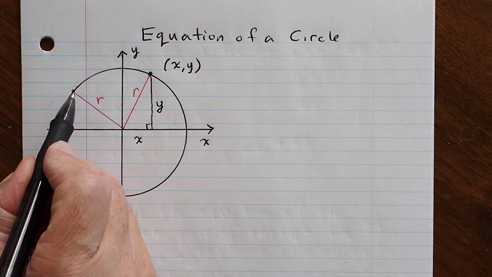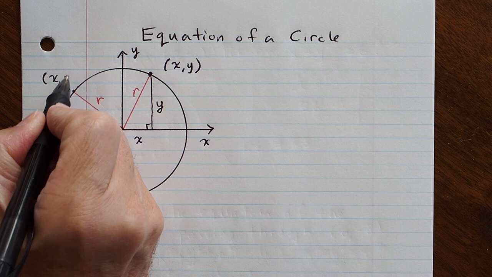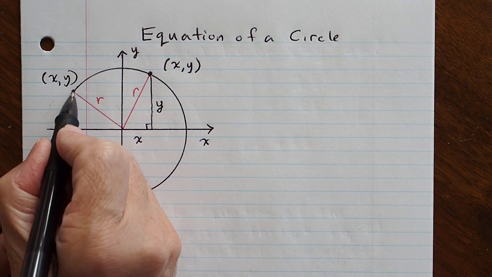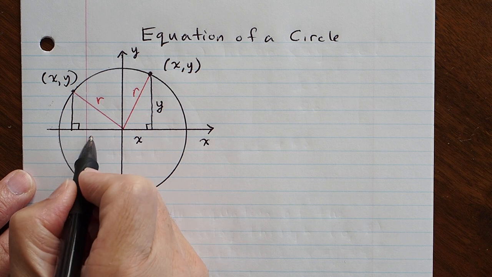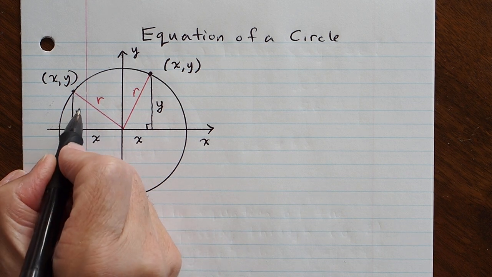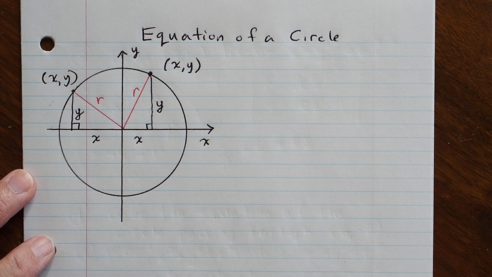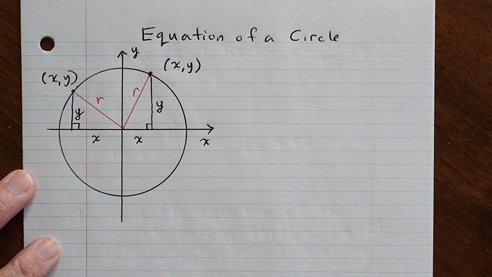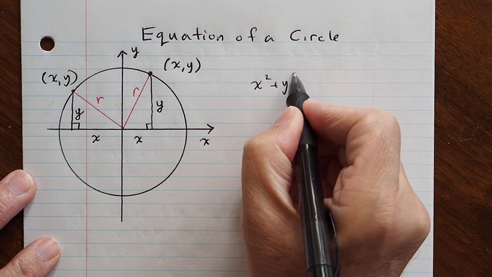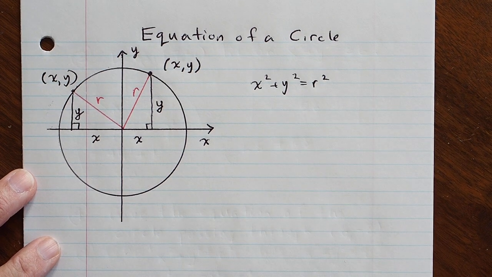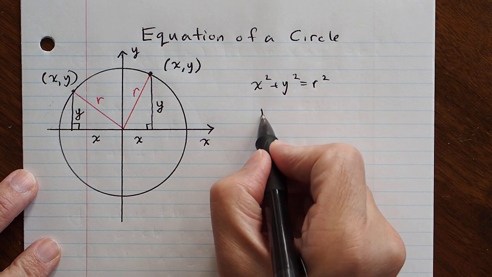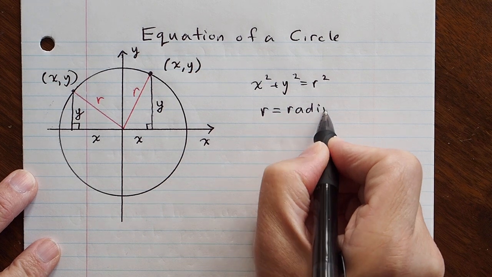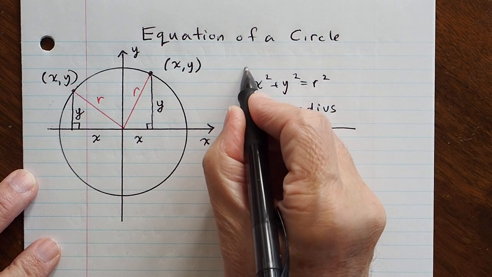For example, if I drew my point over here at x, y, I could still drop a perpendicular to the x-axis. I can still note that this distance is x and this distance is y. Now the Pythagorean theorem tells you the relationship between the sides of a right-angled triangle. So I can say for any point on the circle that x squared plus y squared equals r squared, where r is the fixed radius of the circle. That's right, the equation of a circle is just the Pythagorean theorem, where r is the radius of the circle. It's that easy.